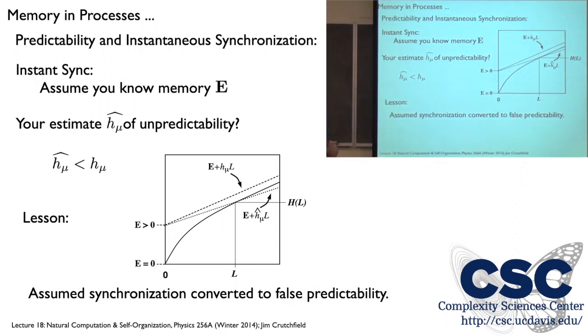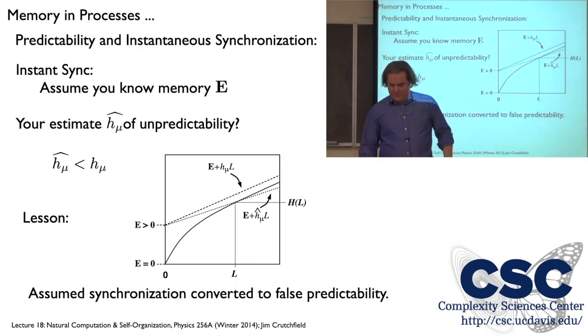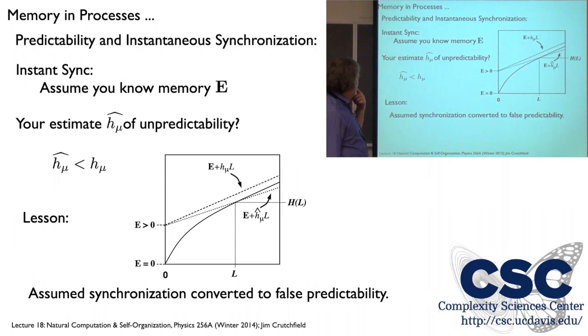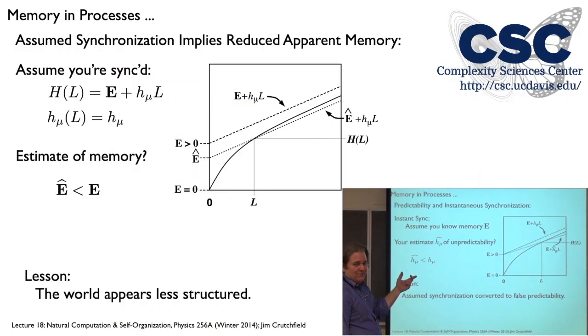So if you assume you're synchronized or that the process has E bits, then that can lead to false predictability. What you really should be doing is estimating consistently some approximation of the excess entropy at finite length. So you let the curve hit, just like in the previous picture. So the process looks more predictable. You'll underestimate the entropy rate here.